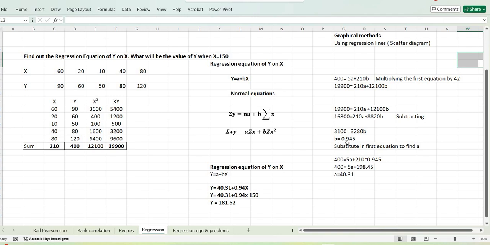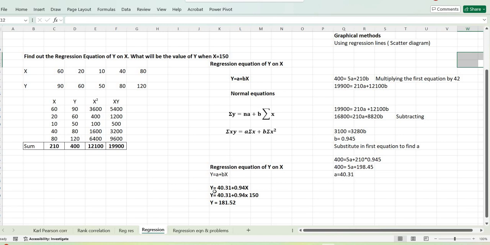So now that we know the value of b, we can find out the value of a. When we substitute it in this simple equation itself, we need not go to the multiplied version. So here 400 is equal to 5a plus 210 times the value of b, 0.945. So when we solve this, we get the value of a as 40.31.